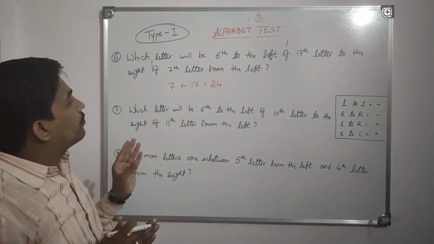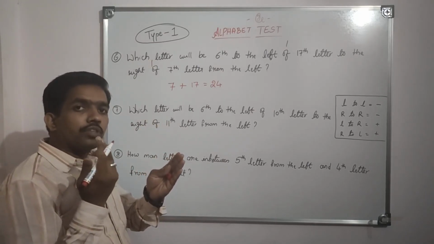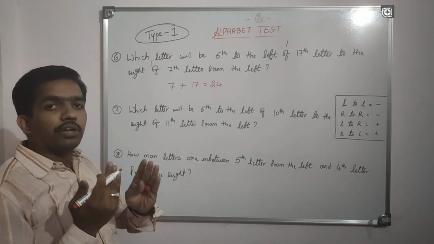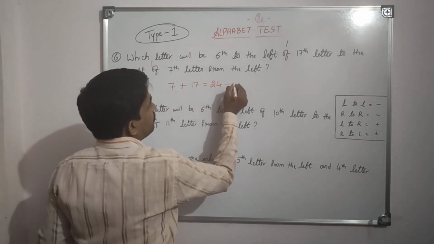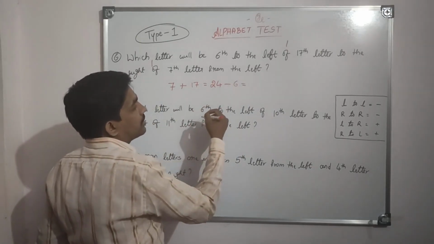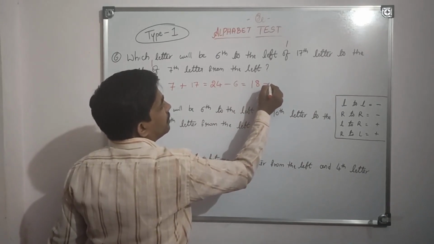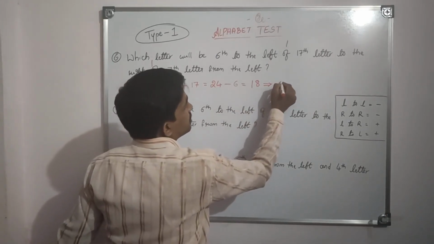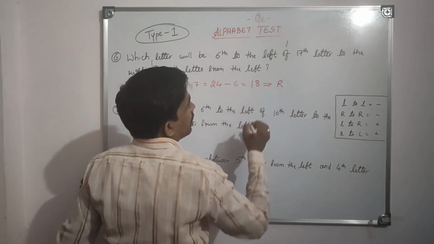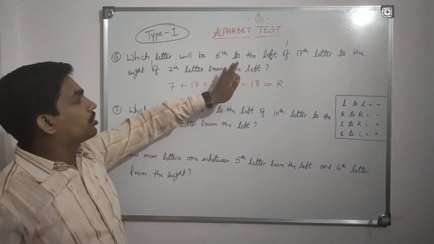6th to the left of 24th letter. Left means again we have to come back. So coming back means we have to subtract it. Minus 6. So what is our answer? 24 minus 6, that is 18. Which is our 18th letter? 18th letter is R. So this is our answer for this question.